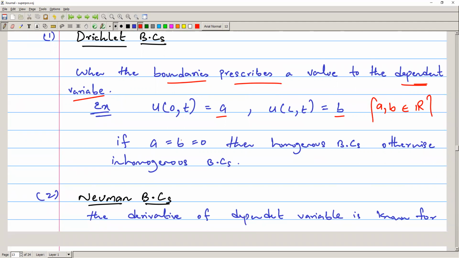And if A, B equal 0, then the boundary conditions are called homogeneous boundary conditions. Otherwise, if there is any constant other than 0, then they are called inhomogeneous boundary conditions, right? So homogeneous boundary conditions may be written in this form: u(0, t) equals 0, u(L, t) equals 0. So these are homogeneous boundary conditions.